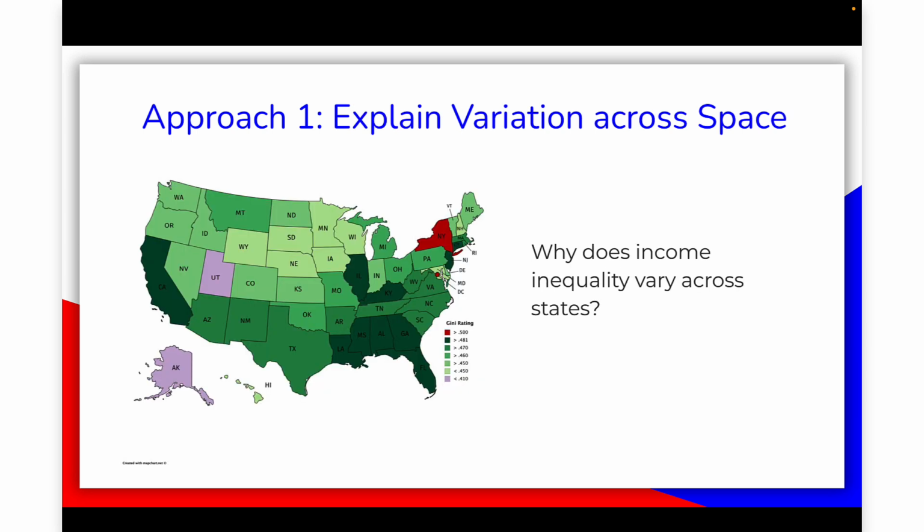Now, here is approach one, explain variation across space, okay? So this is the Gini index by state. Darker states are more unequal in terms of income compared to lighter states, and then Utah and Alaska. So maybe a good research question here would be, why does income inequality vary across states? And you can actually see a few things going on. First, there seems to be greater income inequality where there are larger cities, particularly along the East Coast and California. But then also there's more income inequality in the South.